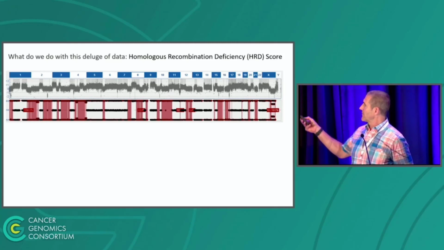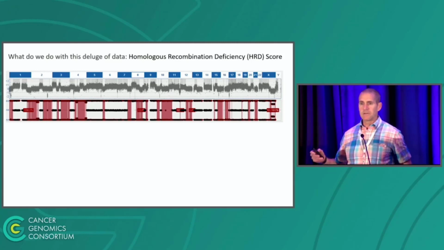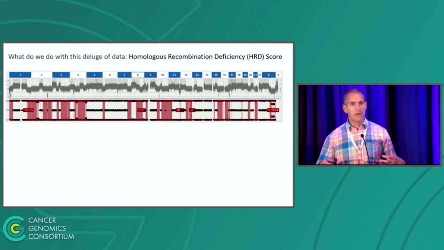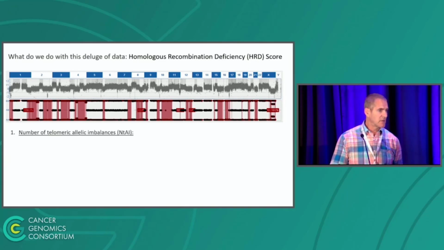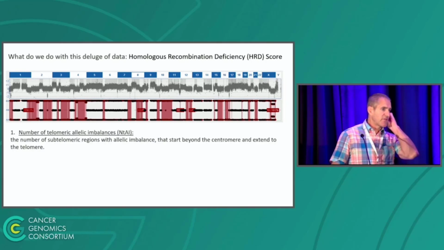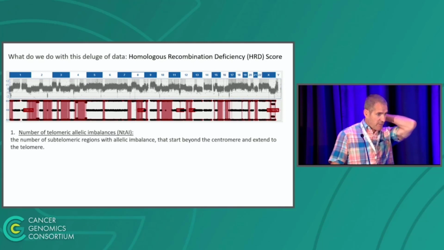And I've seen a couple of talks about this. The HRD score is something that we use to collate all this data and to give us a better overall view without having to go in and look at all of the individual genes across all these segments. So what is this HRD score? And again, you've probably seen this already. I think a lot of folks are using it now to describe this complex data.